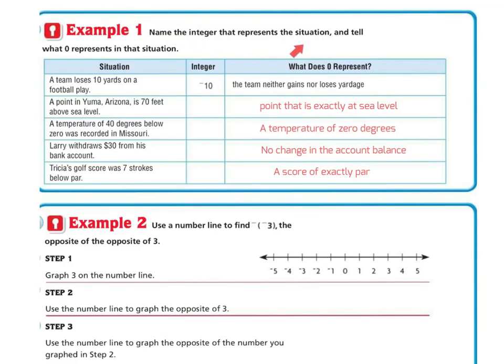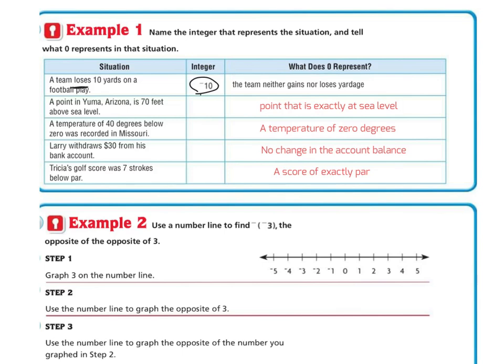Name the integer that represents the situation and tells what 0 represents in that situation. So a team loses 10 yards on a football play. That's negative 10 because you're losing the yards. So the team neither gains nor loses yardage is what the 0 represents.